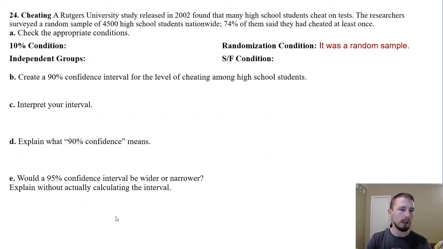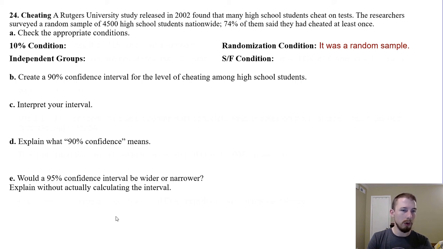Number 24 is a very similar structured problem. So a Rutgers University study released in 2002 found that many high school students cheat on tests. Surprise, surprise. I too have found this to be true in my 5 years of teaching. That's probably the largest discipline issue that I have, addressing cheating. The researchers surveyed a random sample of 4,500 high school students nationwide. 74% of them said they had cheated at least once. Wow, that's frightening. At least once. I hope it was only once.